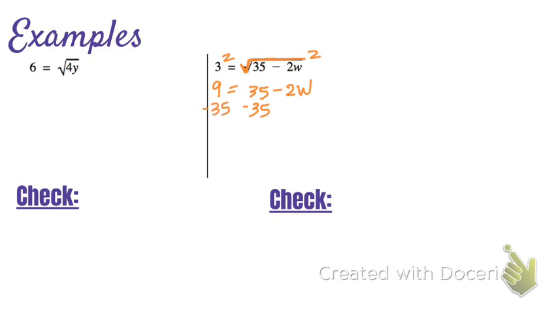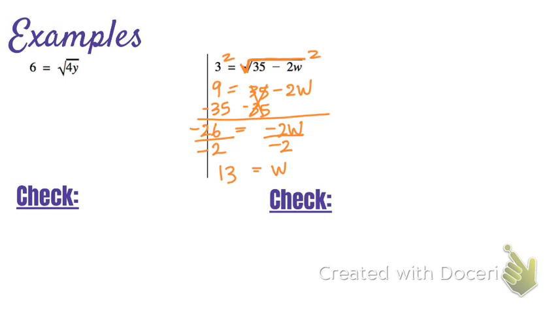So I'm going to move the 35 by subtracting 35 because that makes that 0. Make sure you don't lose that negative in front of the 2. And this is -26. And then when I divide by -2 to undo multiplying, I see that w equals 13.